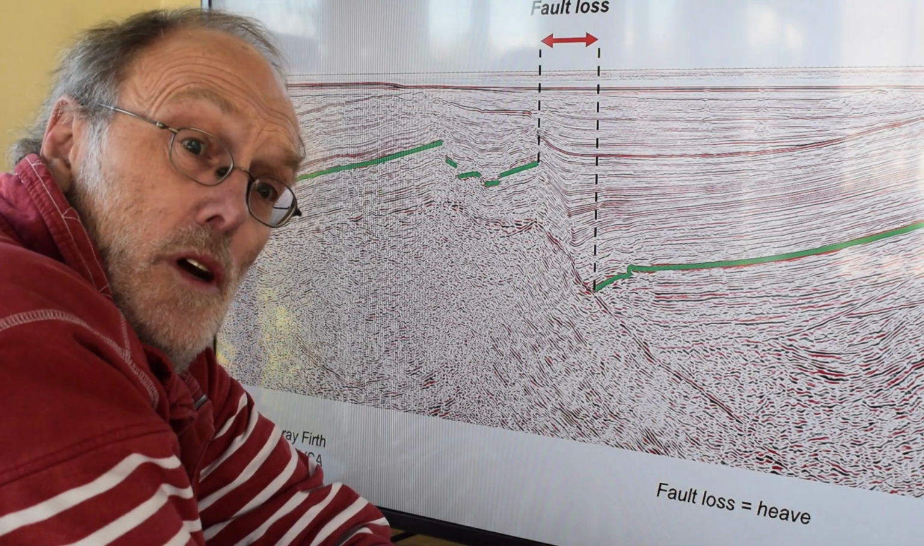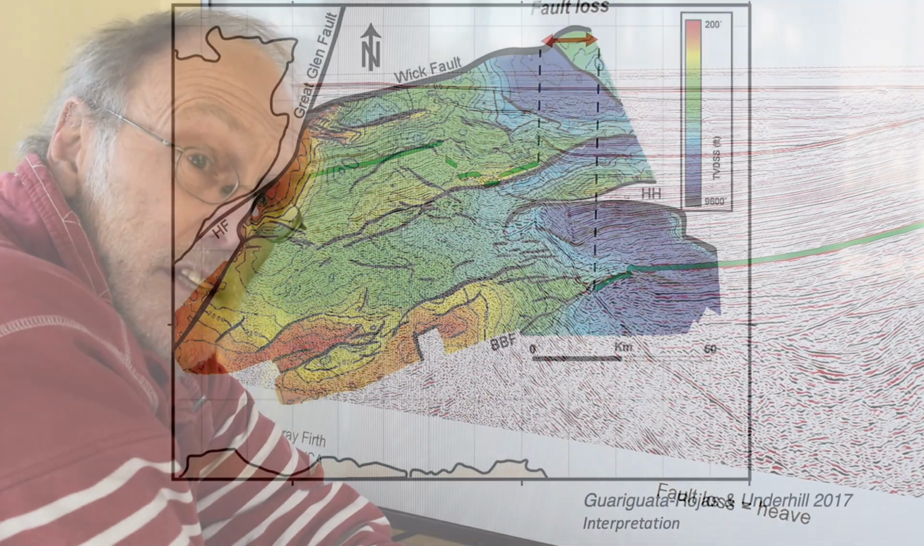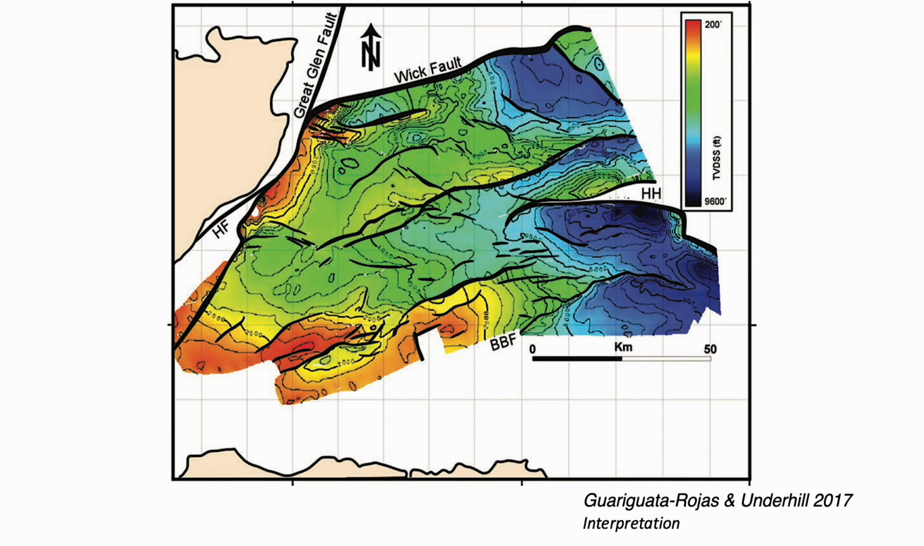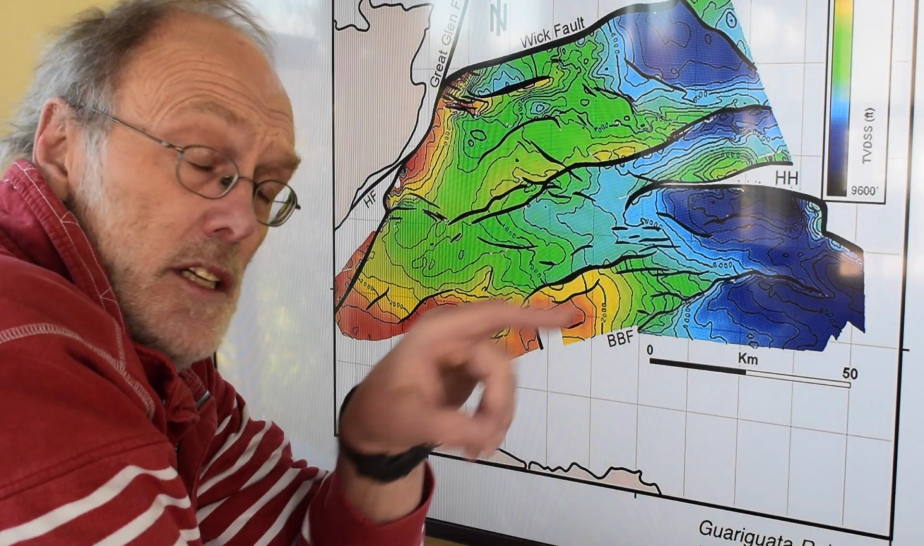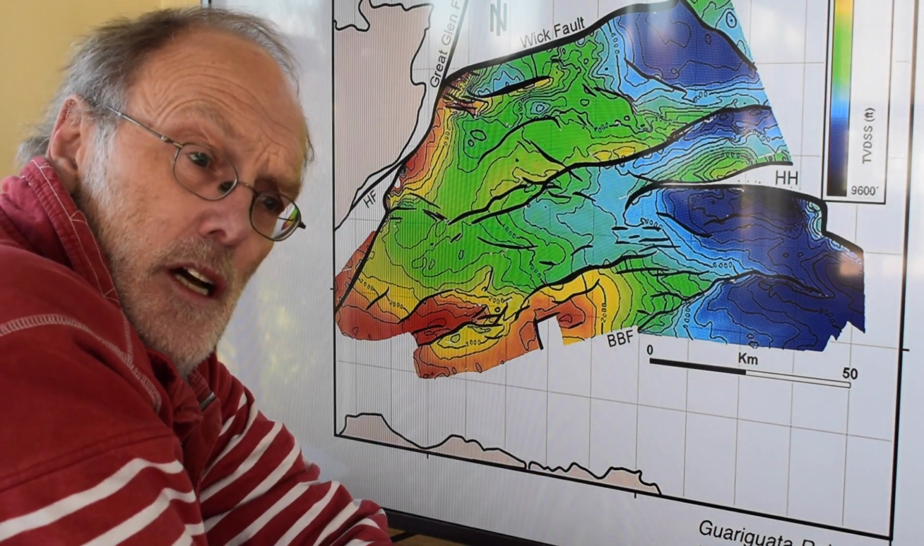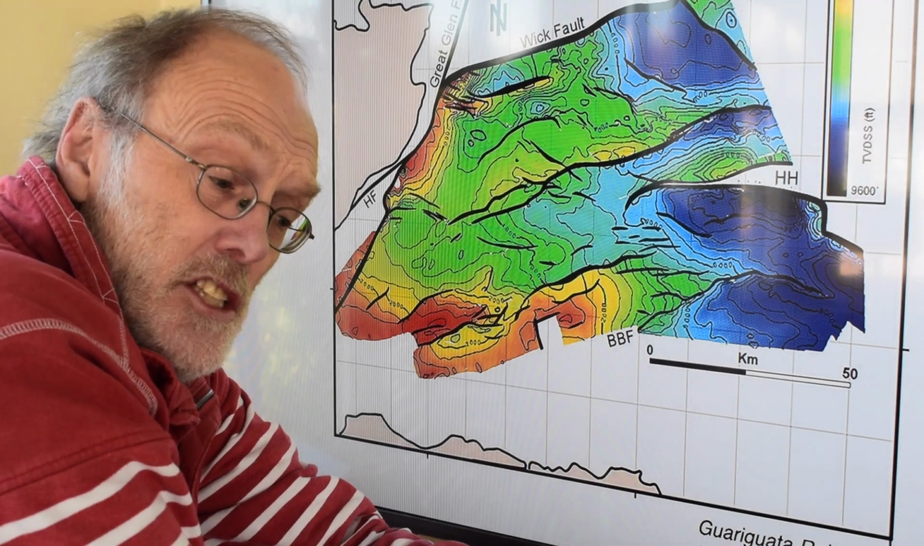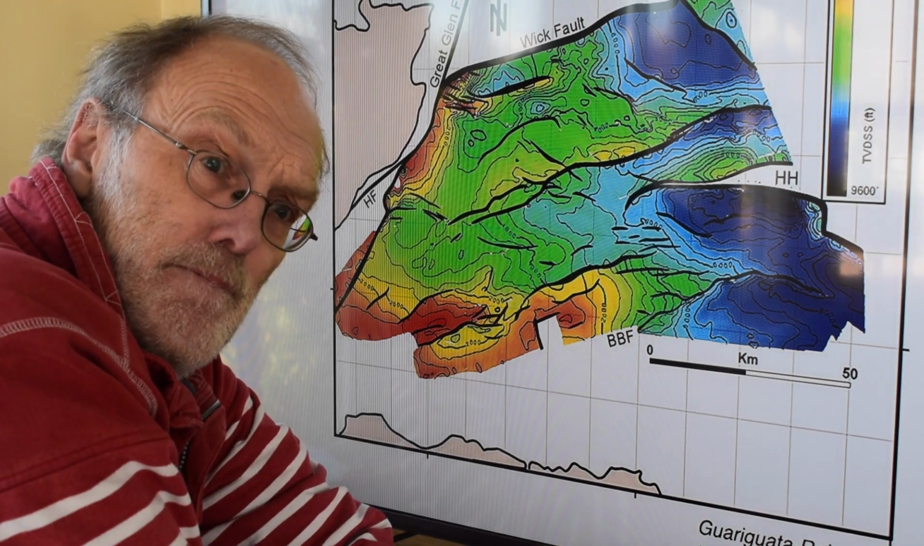So if we go to a horizon map for this sedimentary basin, we're looking down on the faults. They're represented by these black streaks, and we can use this map to measure fault lengths and see how they interact with one another.